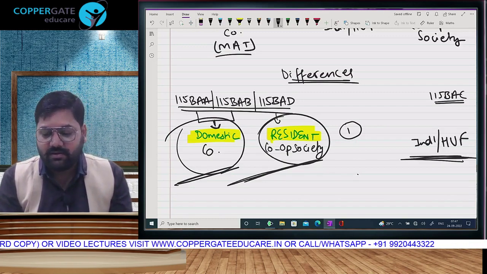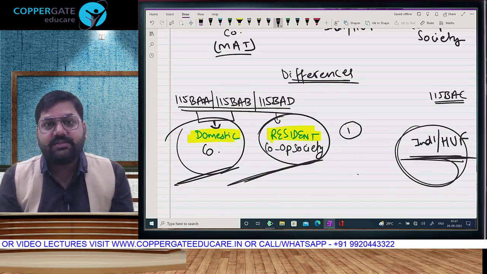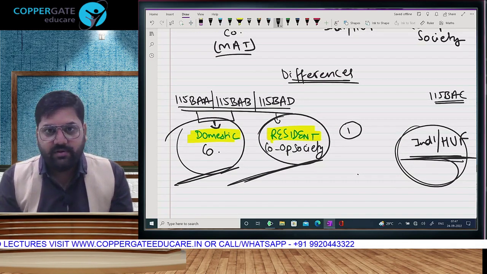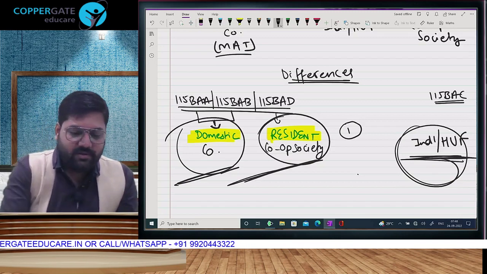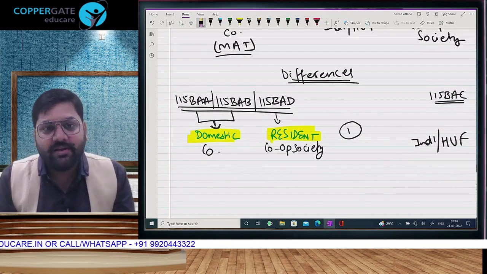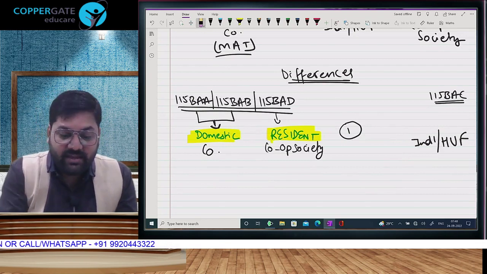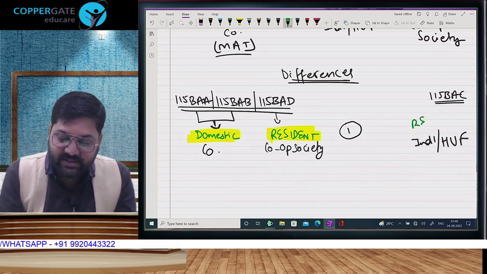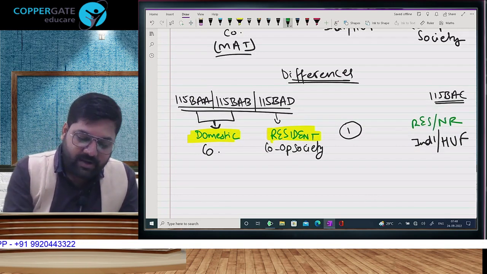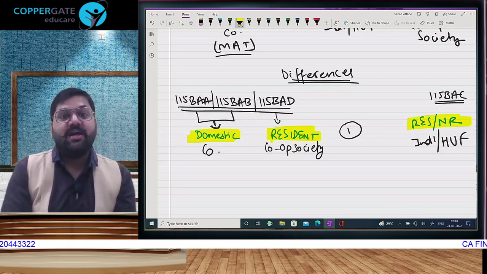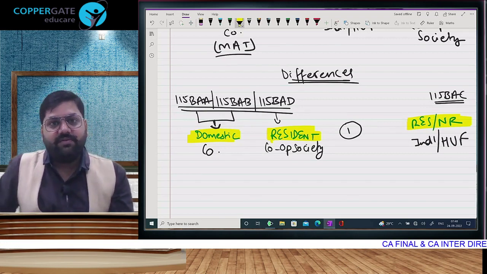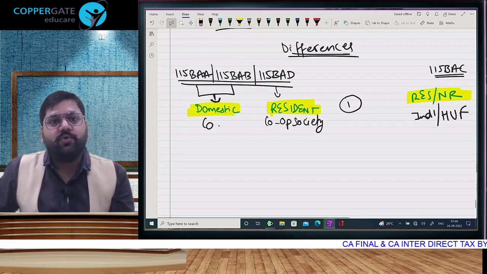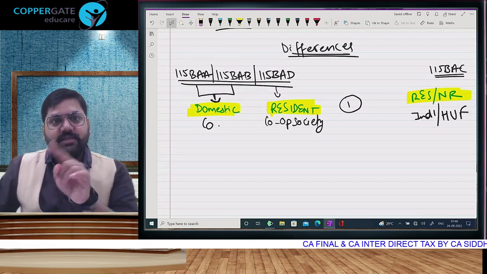Now comes the important part. This provision is available to individual HUF. If they are resident, is it going to be available if it is resident? And what if the individual HUF is non-resident? Yes, ladies and gentlemen, whether resident or non-resident, because the section does not mention anything. It just says individual HUF, and does not refer to resident individual, resident HUF. This is the first point of difference.